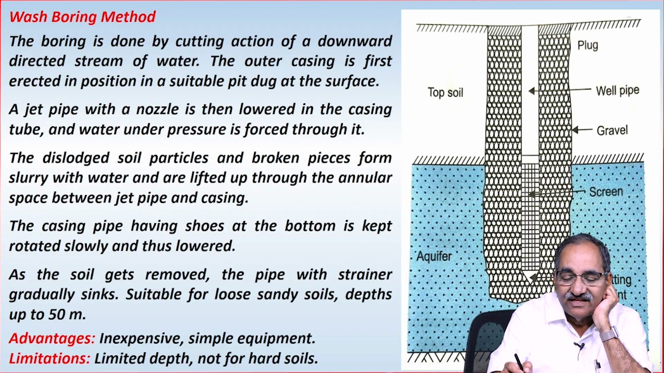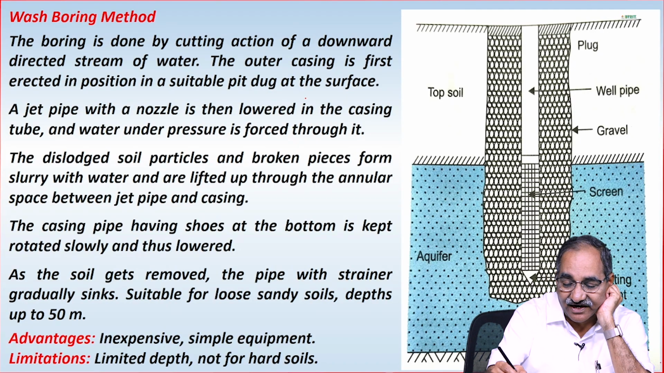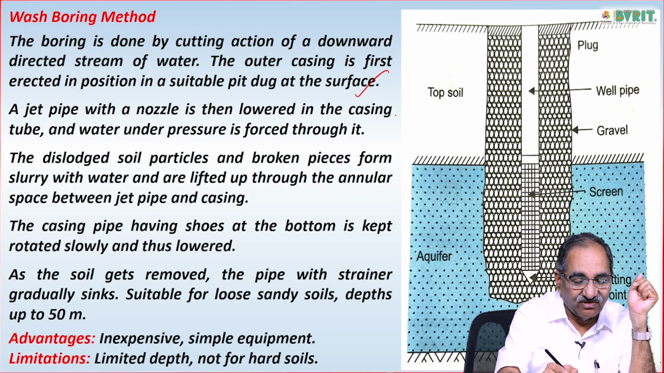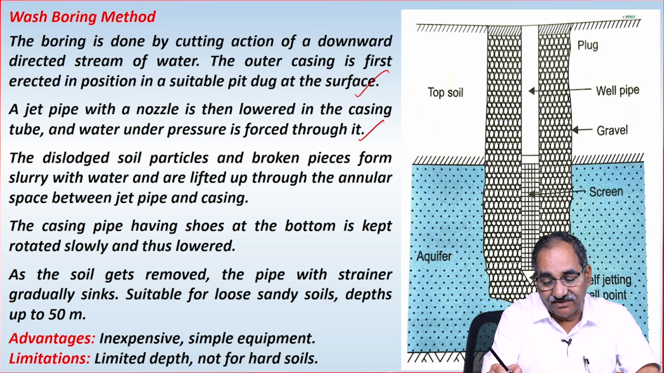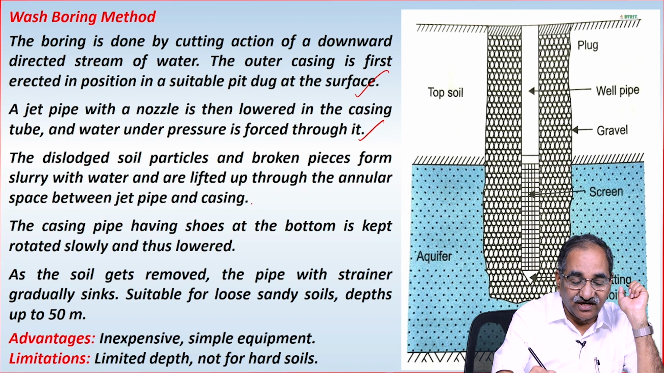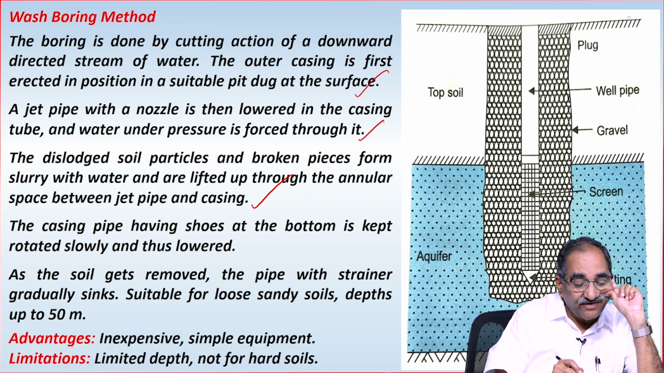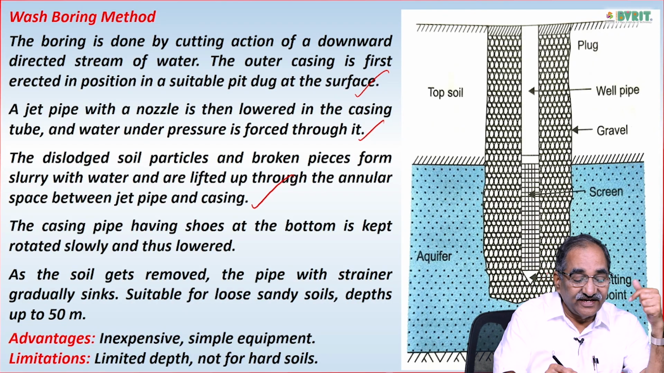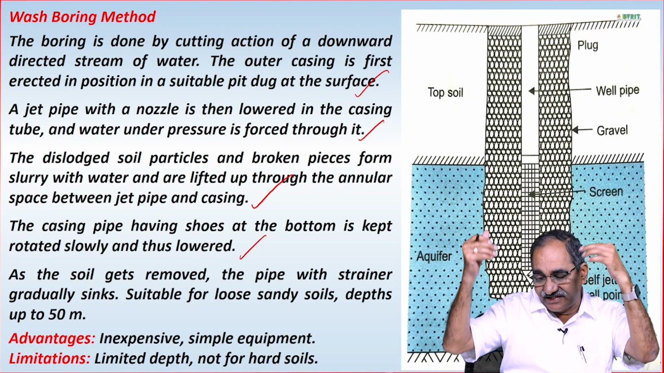If you read it, an outer casing is first erected in position in a suitable pit dug at the surface. A jet pipe with a nozzle is then lowered into the casing tube and water under pressure is forced into the well. Then the dislodged soil particles and broken pieces from the slurry with water are lifted up through the annular space between the jet pipe and the casing. Now they are removing it. Then the casing pipe has shoes at the bottom and is kept rotated slowly, and thus it is slowly lowered.